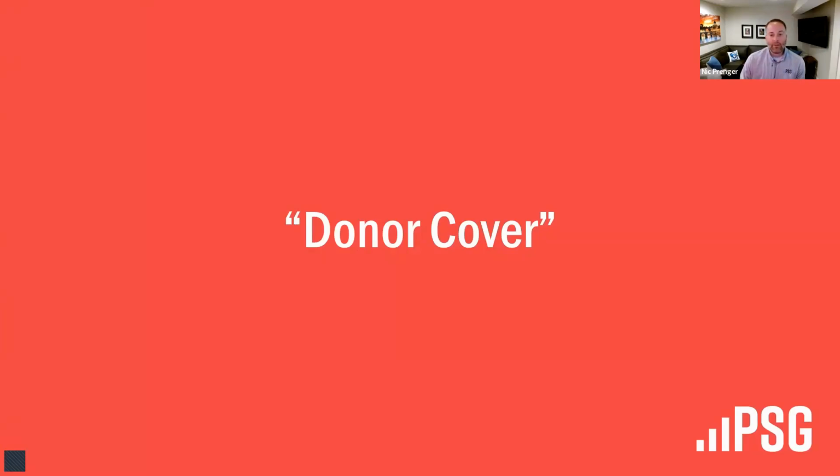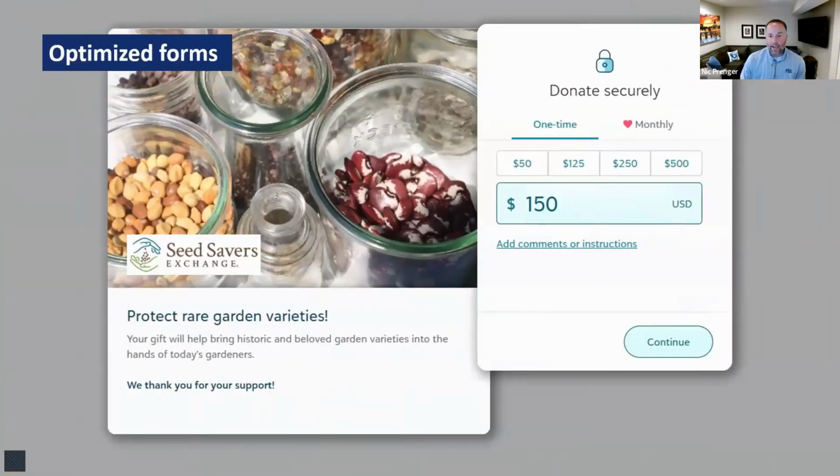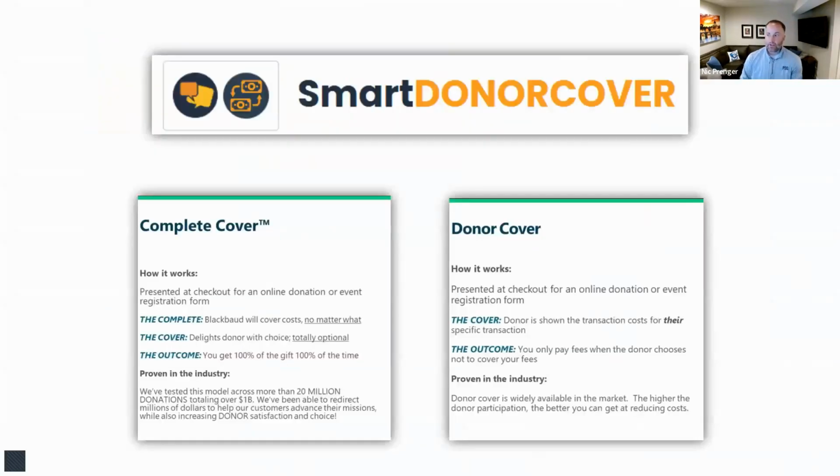Donor cover. All right, so WebView has some new things like these optimized forms, which look a little bit less clunky, which is good, right? If you have something where giving day and conversion is important and you just want something streamlined, that's good. They're catching up with where others are on online giving. Let's talk about these 3 things. Smart donor cover, complete cover, donor cover. It's confusing as heck, especially if you're new. Who wants to field this?